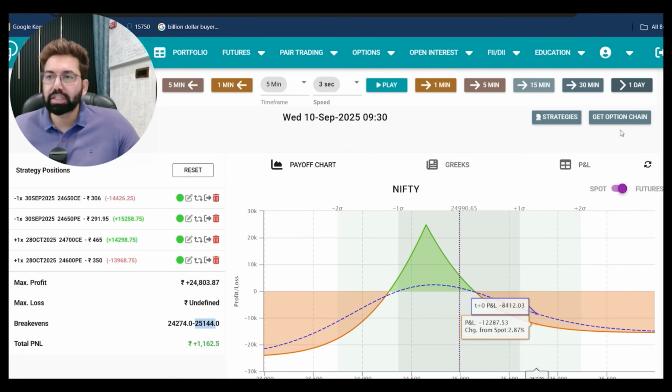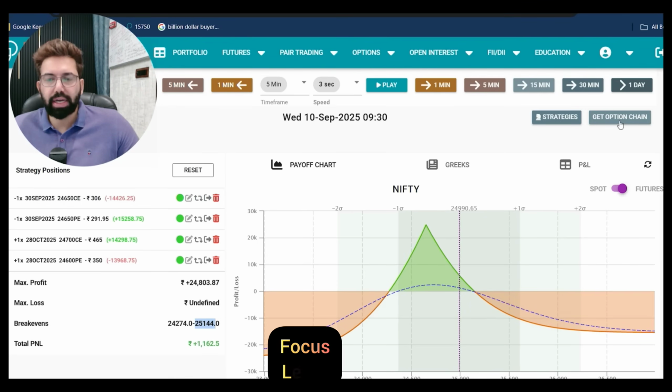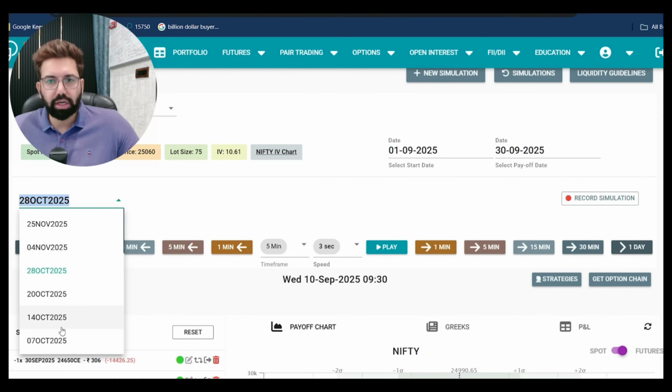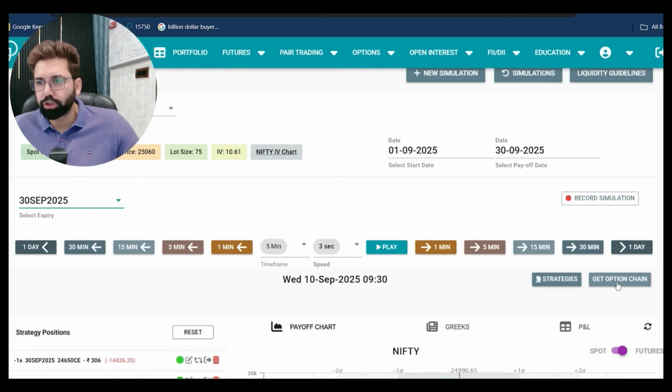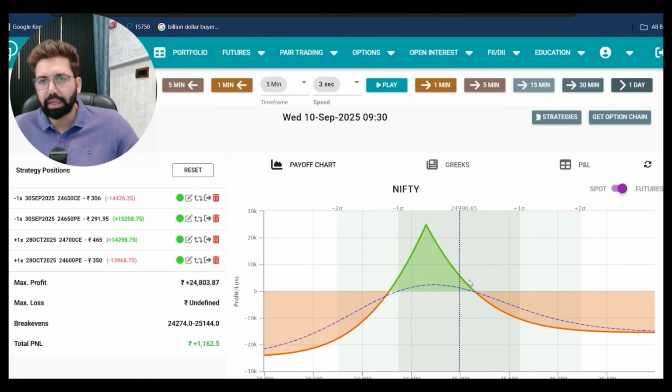Now we have to do some kind of an adjustment. So what do we do? Step number one is that we open an option chain, and we look to open the option chain which is of September. So we change it here and we come to September, and this is where we are, and we open an option chain, and let's just figure out what exactly we need to do.